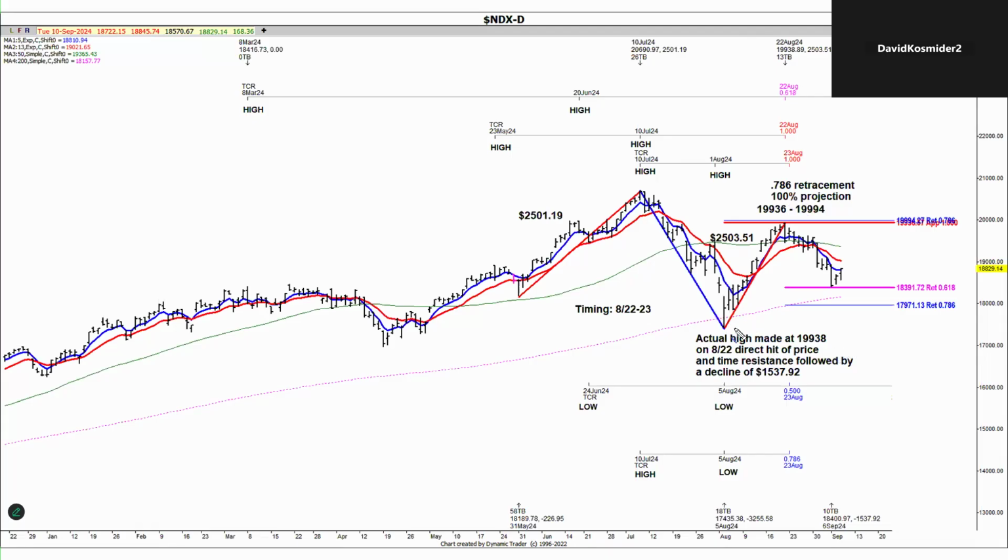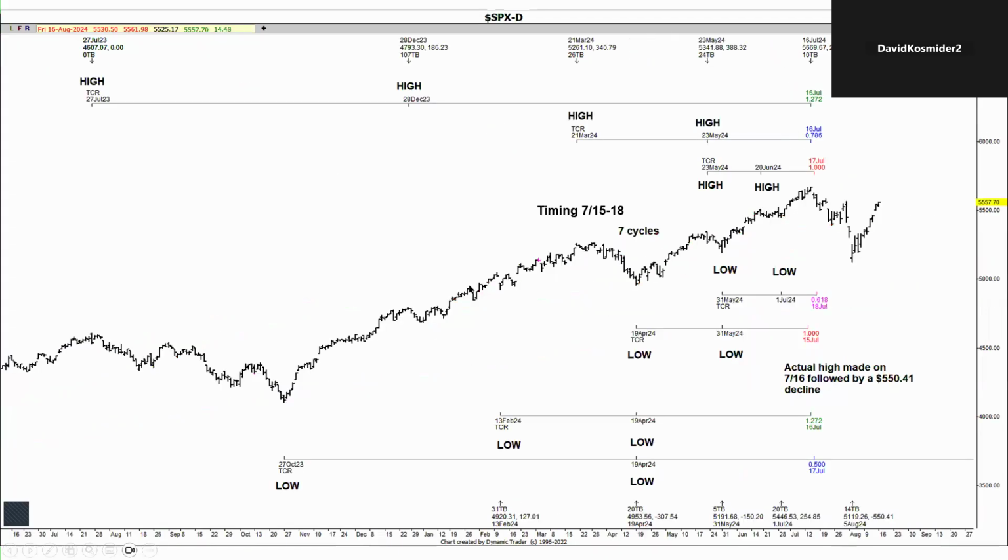So here, not only did we have the grouping of time cycles, we also had price resistance, a 786 of this swing, and 100% of this low to high projected from this low. Again, we had time and price come together. It hit the zone. Initial decline was 1537 in NASDAQ. All right, let's see. I think I have one or two more.